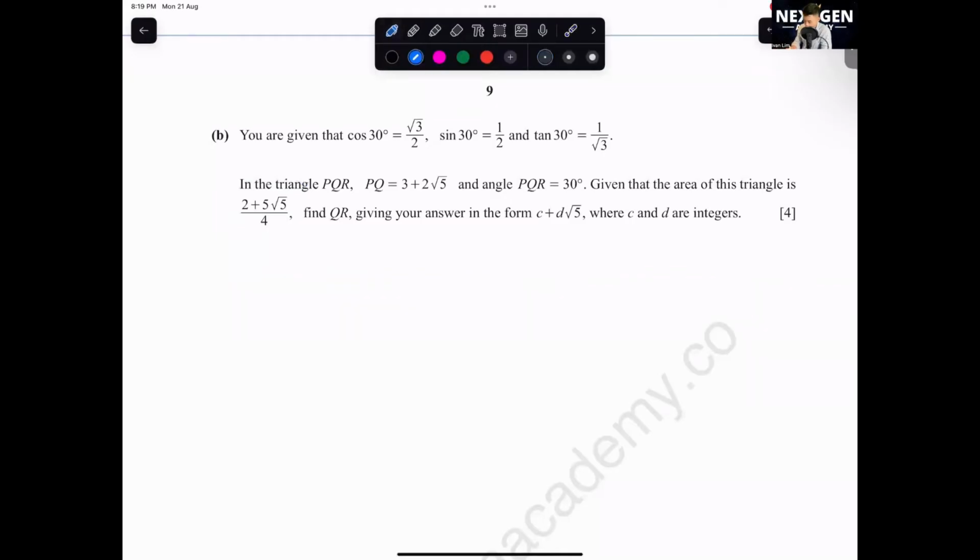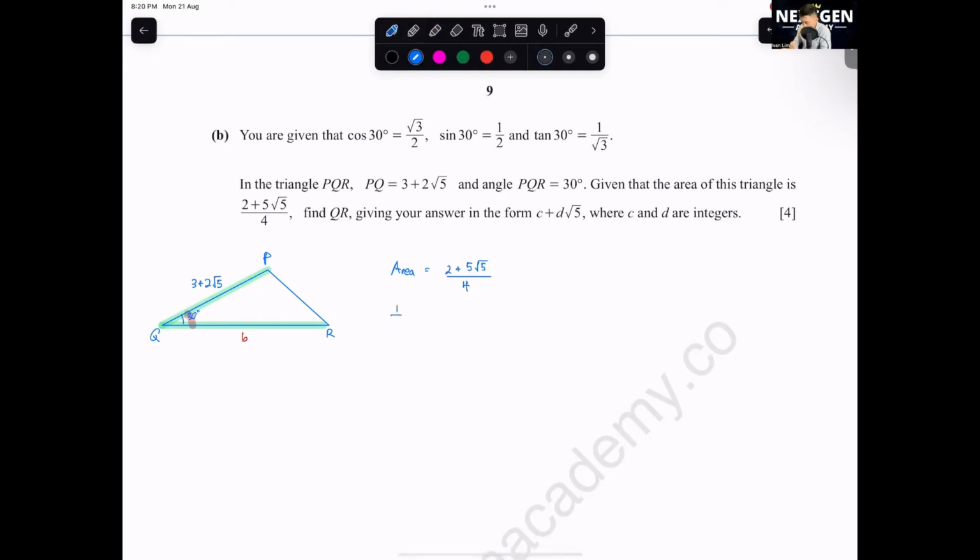Okay, so you got, let's say, PQR. PQR, they gave us here is 30 degrees. PQ is 3 plus 2√5. Okay, they say area is equal to (2 plus 5√5) over 4. So what is the formula of area? They want us to find QR, right? So we also use a crocodile mouth. Here will be the B value.